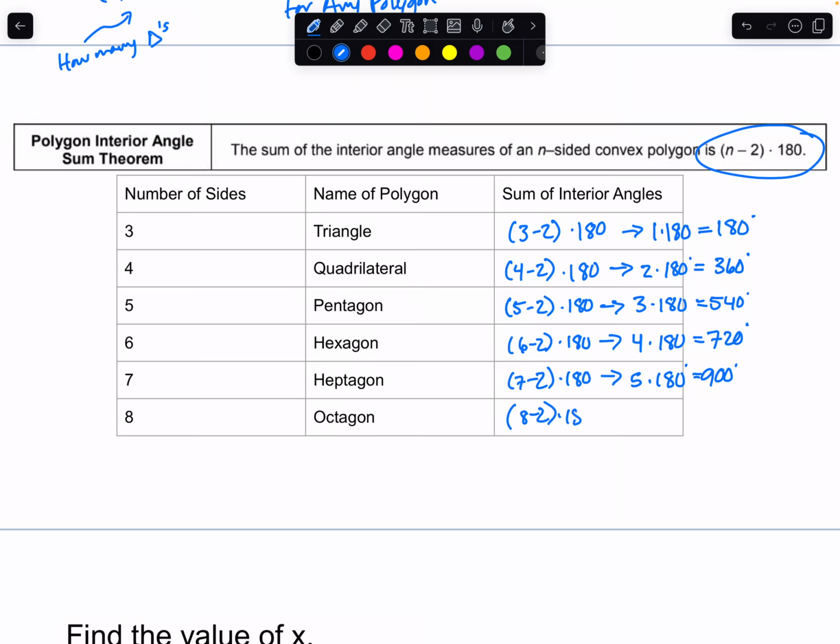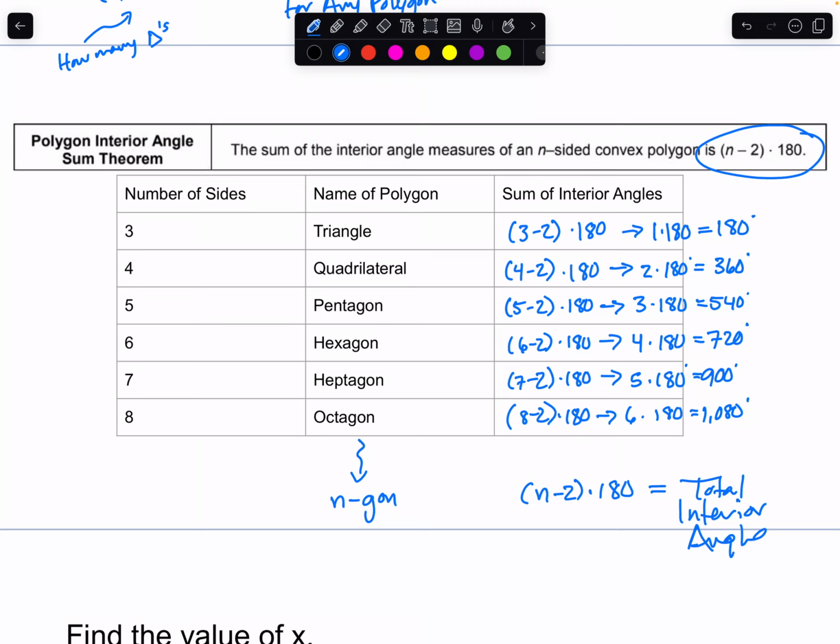8 minus 2 times 180. An octagon. An octagon will give me 6 triangles inside times 180. And that's 1080 degrees. And the list can go on and on, right? I can go all the way down to, I don't know, like a 200-sided shape, but 200 gone, right? Any sided polygon, n-gon, we take the number of sides, minus 2, multiply it by 180, and I'll get the total interior angle.